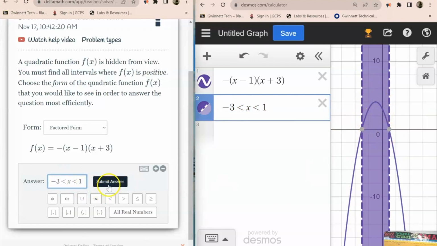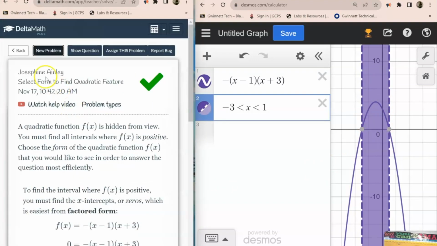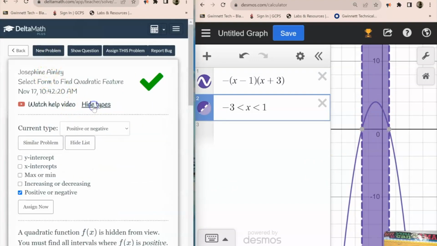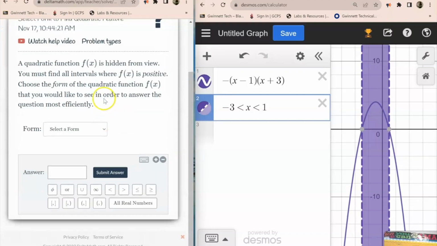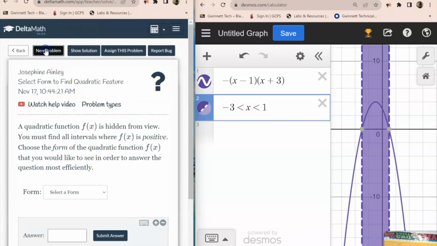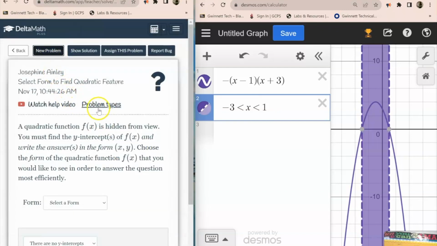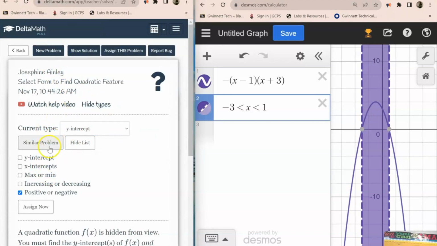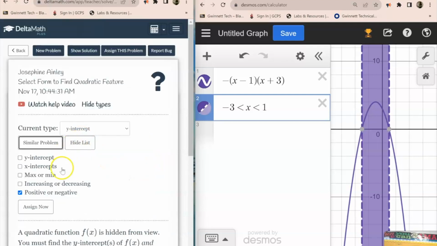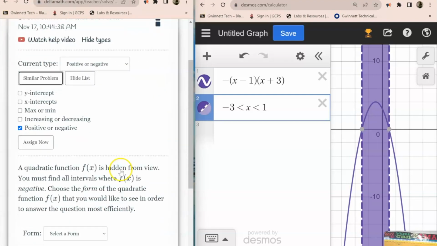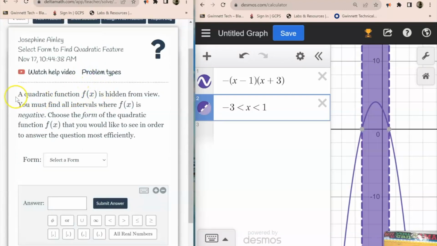All right, and we're going to do another one, of course, just in case you need it. New problem. Let me find one that's actually a negative. Similar problem. This is y-intercept. Why is it asking me for y-intercept? Positive and negative, similar. All right, good. Here's a negative one.